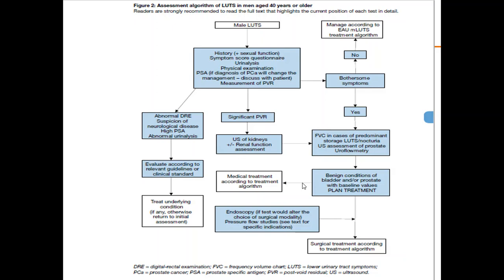If there are bothersome symptoms, then we go for a frequency volume chart, and we also go for ultrasound assessment of the prostate and uroflowmetry. And later, if there is a benign condition of the bladder or prostate, then we can plan treatment, which will be discussed in the next session, medical treatment or surgical treatment. And if the DRE findings are abnormal, or we suspect a neurological disease, high PSA, or abnormal urinalysis, then we evaluate according to the relevant guidelines.